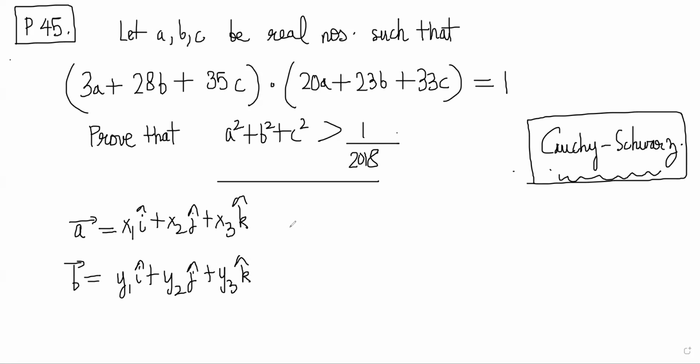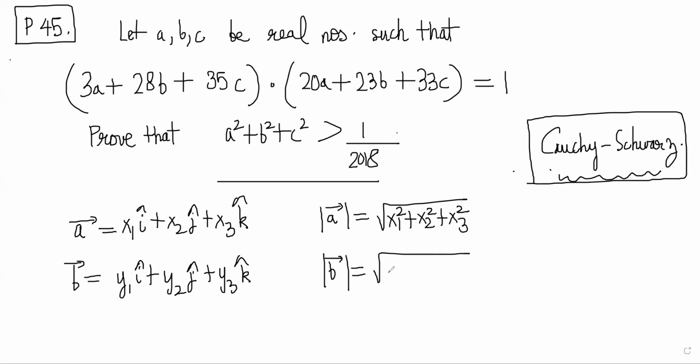Now, if you have learned vectors, you know that the modulus of this vector, the length of the vector, is the square root of the sum of squares. And the mod of the B vector would be the root of y1 square plus y2 square plus y3 square, right? Correct? And the dot product of the vectors A dot B is defined as AB cos theta, right?